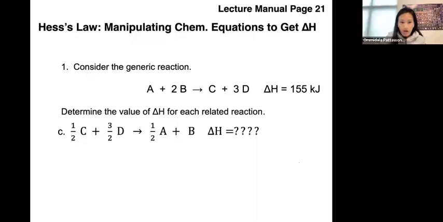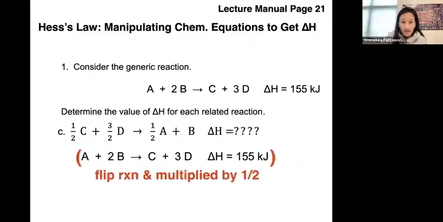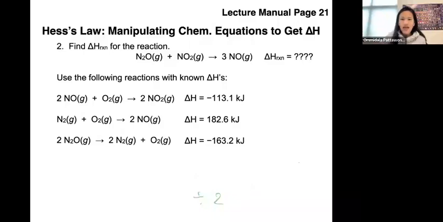Okay. So now what about this one right here? Well, clearly you flip it, right? So you flip the equation and also you divide everything by half, or you multiply by 1/2, right? So it's the same thing. You multiply by 1/2 or you divide by 2. It's the same thing to say it. Okay, so in this case, what you can do is you are going to flip it. So that means the sign would be negative and you are going to take half of 155. So you're going to get 77.5 kilojoules. Okay, so you get that idea.